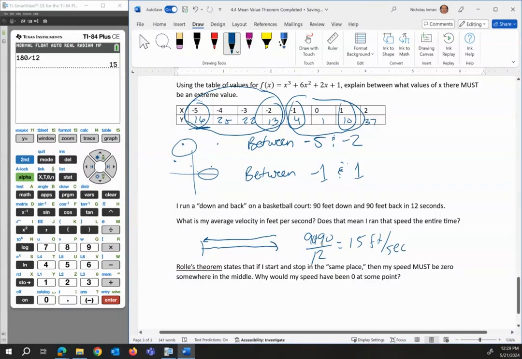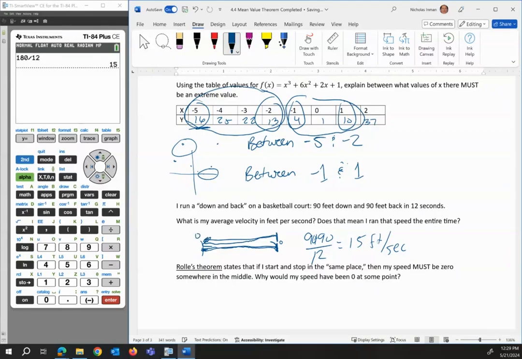Does that mean I ran 15 feet per second the entire time? Well, no. I start at a speed of 0. I increase, then I slow down so I can stop. I actually have a speed of 0 for a second, and then I increase, and then I slow down again. So the general idea is that at some point, yeah, I was running 15 feet per second. Probably closer to the two ends. I probably wound up going really fast, more than 15 feet per second here in the middle, because I slow down to a speed of 0, and then I speed back up and slow down to a speed of 0 again.